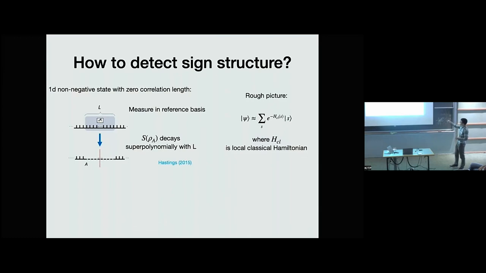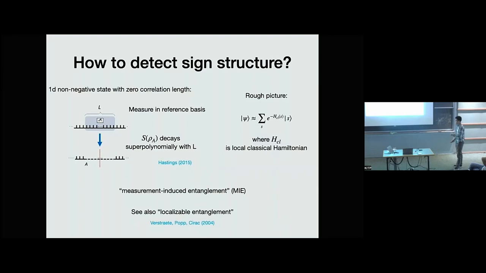And once you accept this picture, then it's clear that measurements in the classical basis cannot generate entanglement. What the measurements are doing is basically fixing a classical configuration in the bulk, and once that happens, the remaining state is separable. It just depends on the local Boltzmann weights on the two sides. So I'll refer to this type of diagnostic as measurement-induced entanglement, or MIE. And I should point out that a similar diagnostic was proposed way back in 2004 by these people. It's called localizable entanglement.